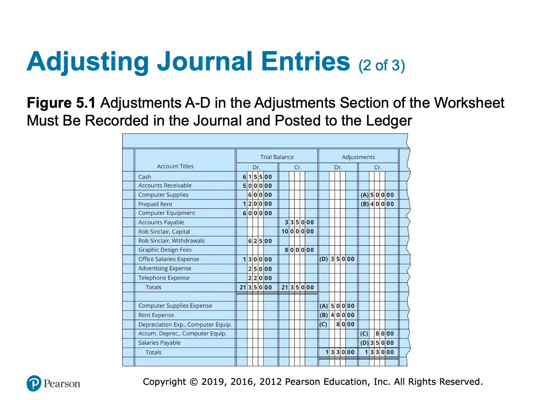So here's our review of our adjustment column. Since we did 4 adjusting entries, we're going to have 4 adjusting entries. So our first entry is going to be a debit to office supplies expense and a credit to computer supplies. And then we're going to do a debit to rent expense and a credit to prepaid rent. And then we're going to do a debit to depreciation expense and a credit to accumulated depreciation. And finally, a debit to office salaries expense and a credit to salaries payable.